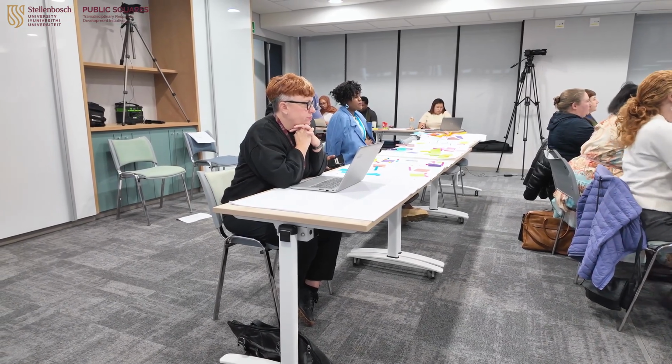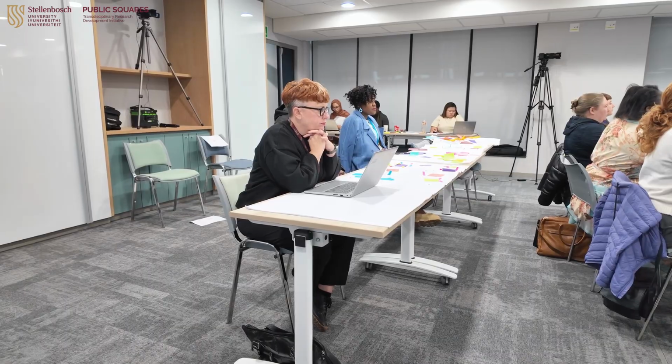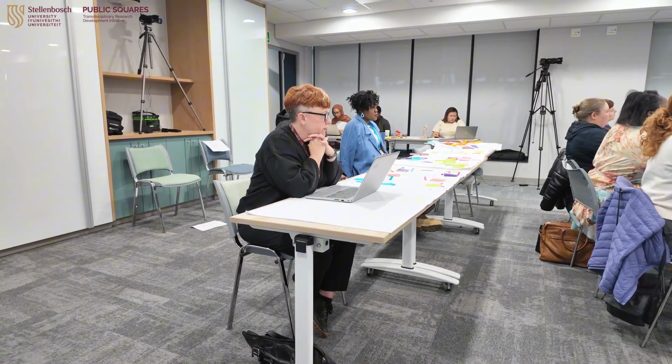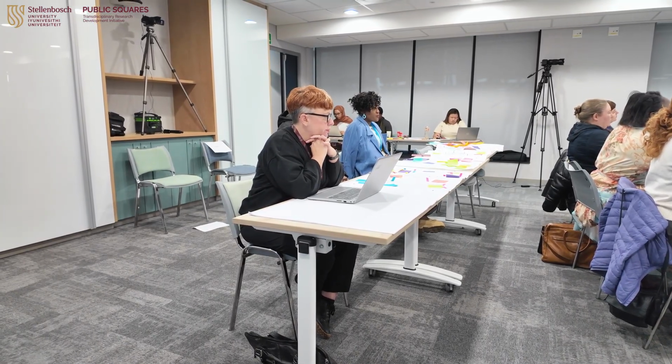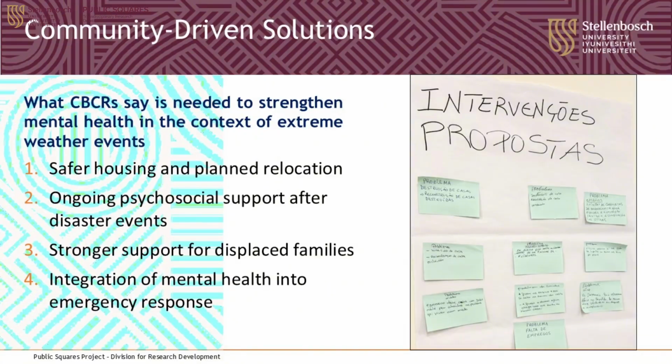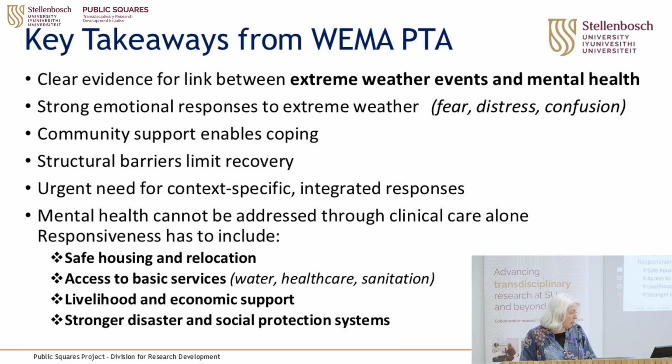The most common theme that came up was the experience of emotional distress and the disruption of daily lives, and the most overlooked was psychosocial support and the need to be supported through trauma, immediate and longer term trauma. So what is needed: safer housing and planned relocation, ongoing psychosocial support, stronger support for displaced families, and integration of mental health into emergency responses. I think I've said everything that's on that slide.